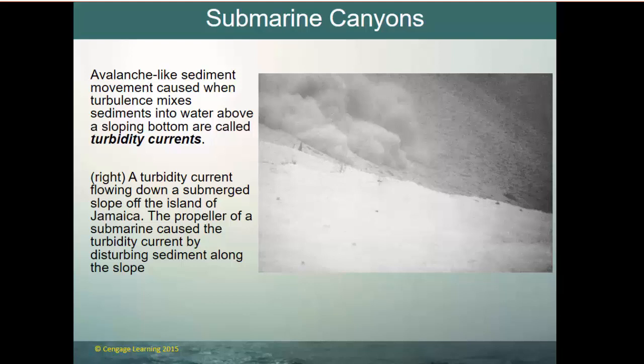An avalanche-like sediment movement caused when turbulence mixes sediments into water above a slope. They're called turbidity currents. The turbidity current flowing down a submerged slope off the island of Jamaica. Here again, the propeller of a submarine causes the turbidity current by disturbing the sediment along that slope.